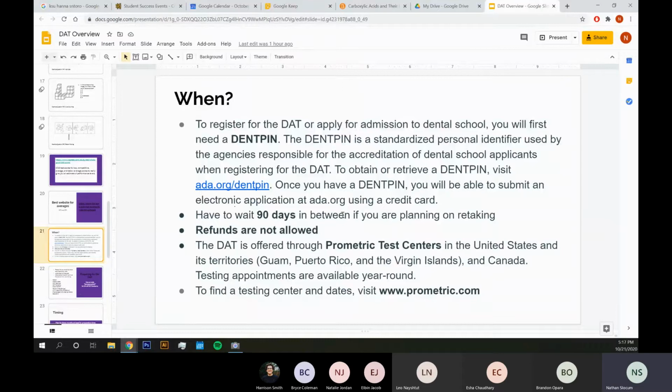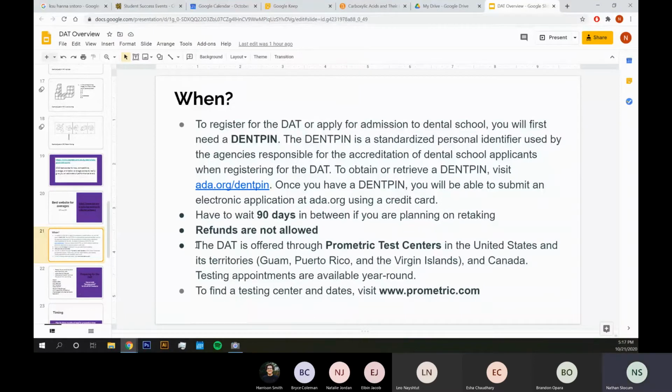It is another time, and again it's expensive to just keep taking it over and over, and that's sort of part of why they make it so expensive, so you take it seriously the first time. That's what a lot of kids do. Refunds are not allowed, for any reason. It just makes it easier on them.